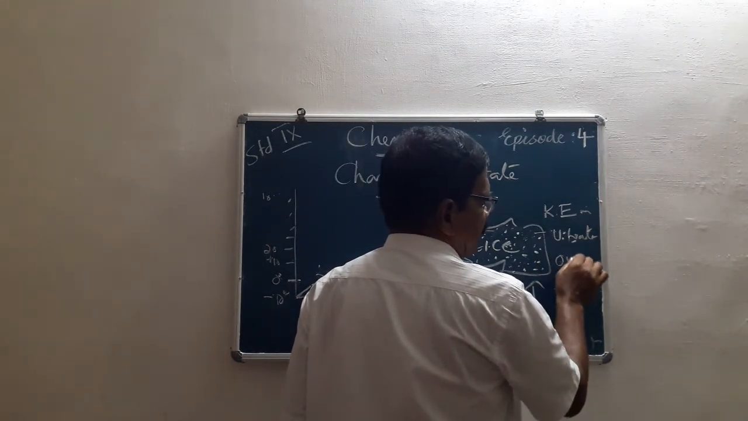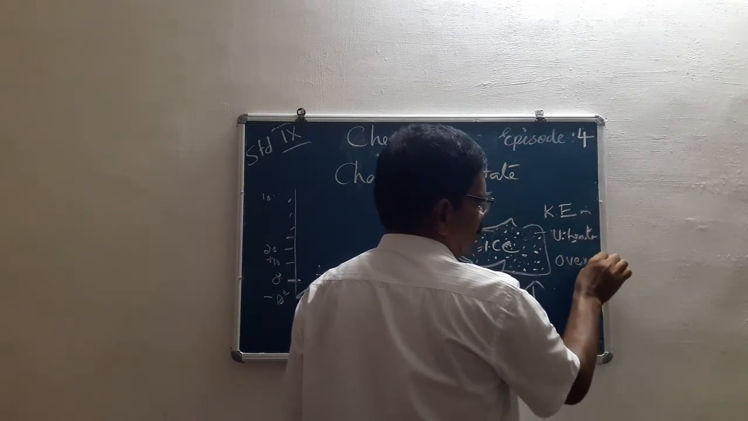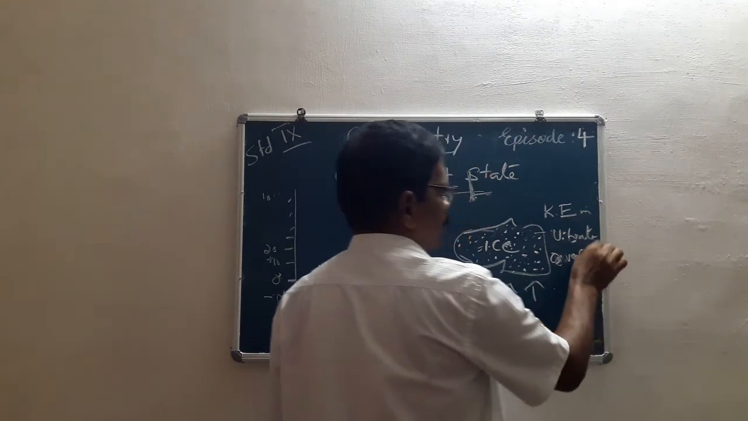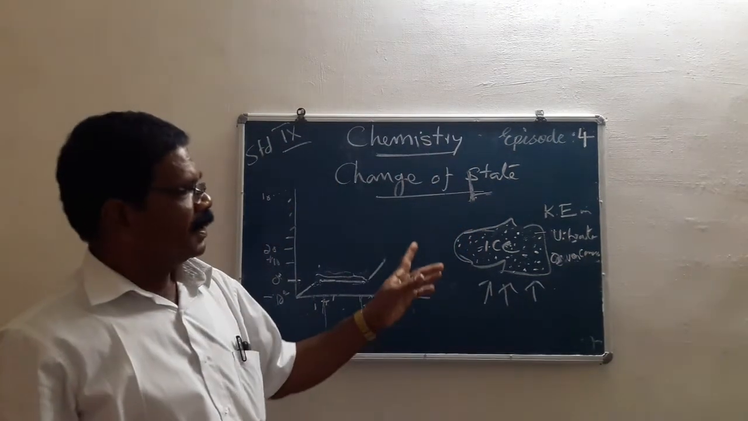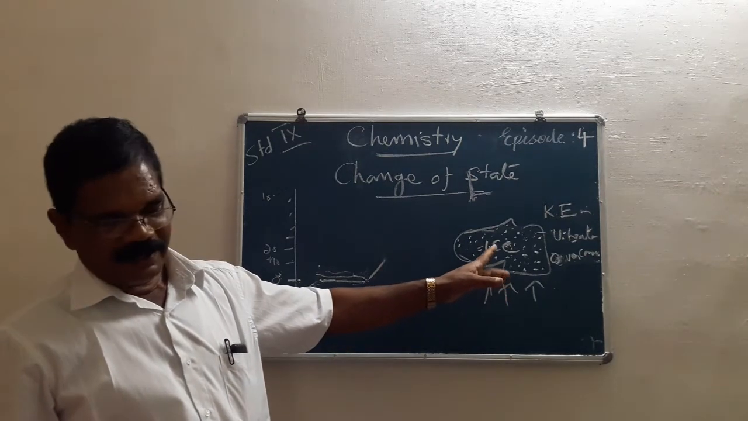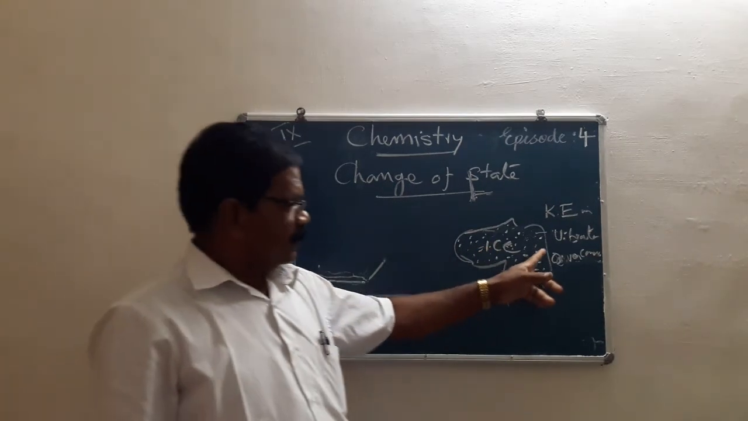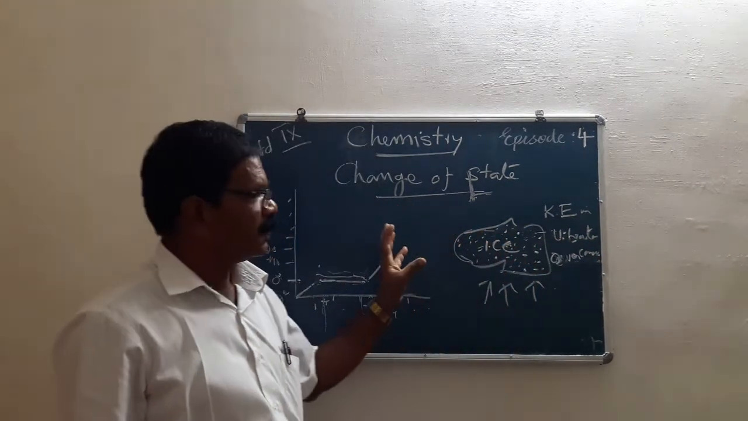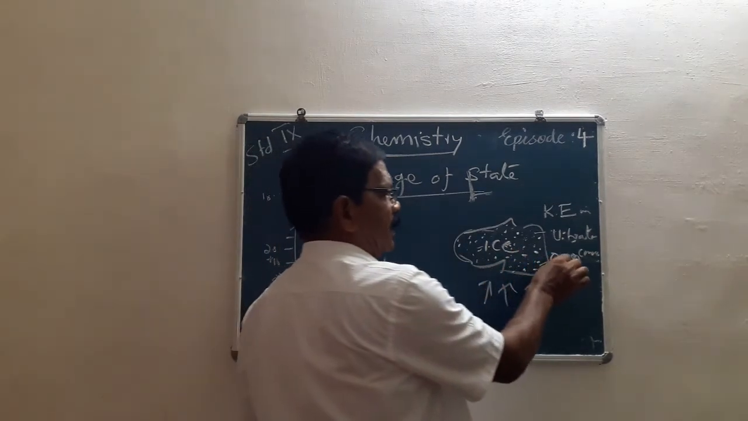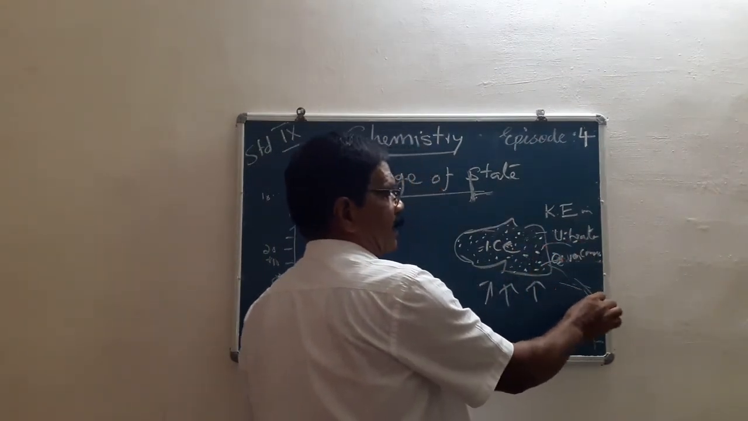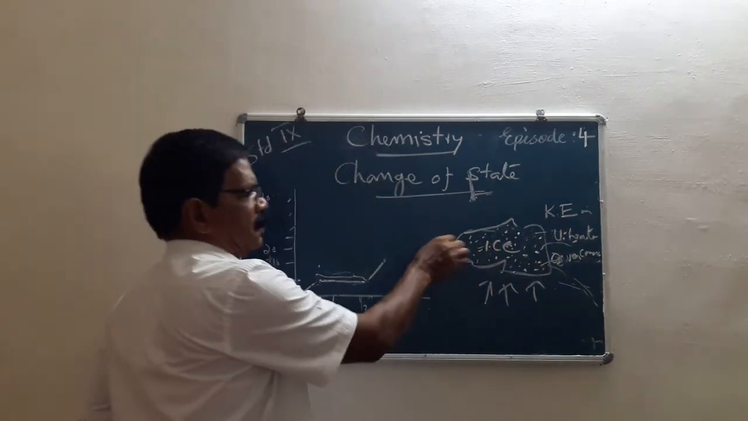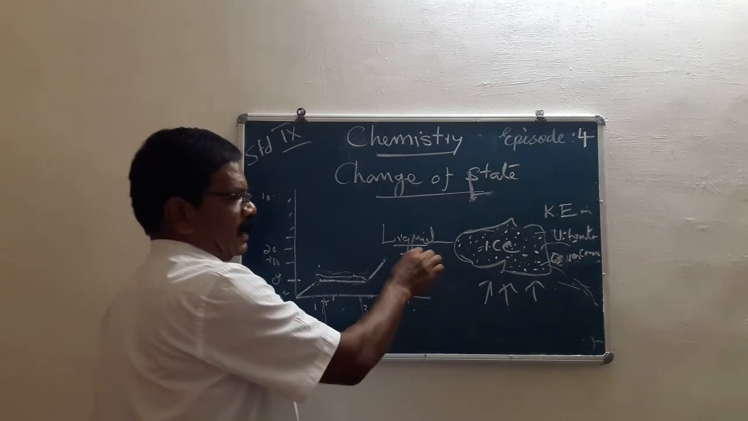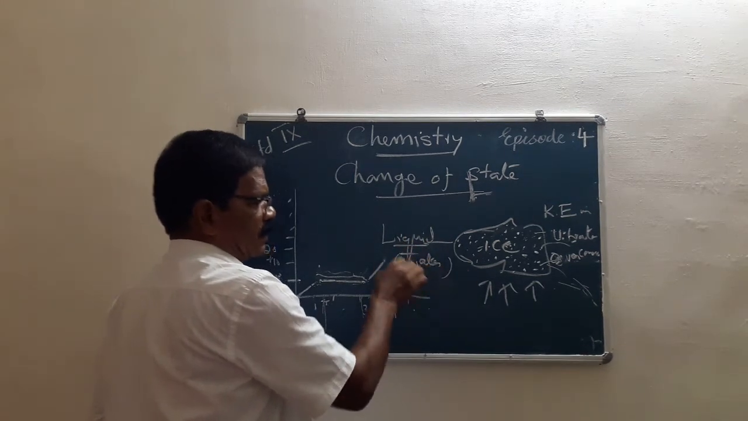It overcomes the force of attraction between the particles, up to a limit. When the kinetic energy of the particles increases and exceeds the force of attraction, what will happen? The particles move freely. They begin to move freely and it becomes liquid. Here the ice is taken, and it changes to water.